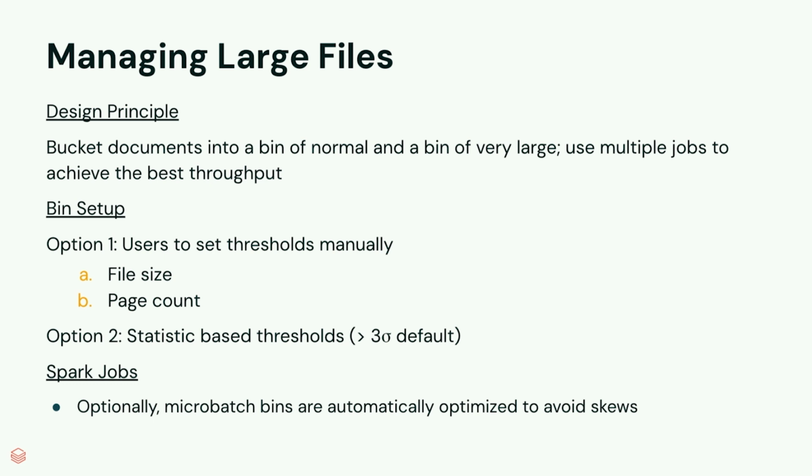How do we manage large files? The key design principle is really bucketed documents. We give the user an option to set a threshold. One option is to set the threshold manually based on the file size or the page count. As you set up the bundle, you have the choice of setting your threshold if you want to. If you don't set it, by default, we use a statistical three standard deviations to get outliers as the large files. Then we also have the optional microbatch bin, automatically optimized to avoid skew using a salted Spark approach.